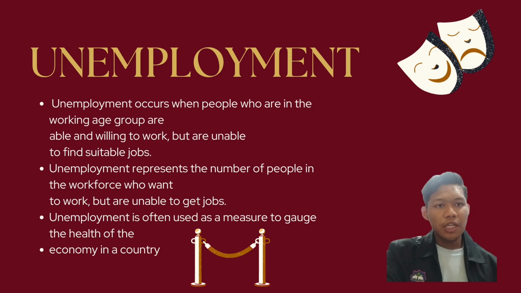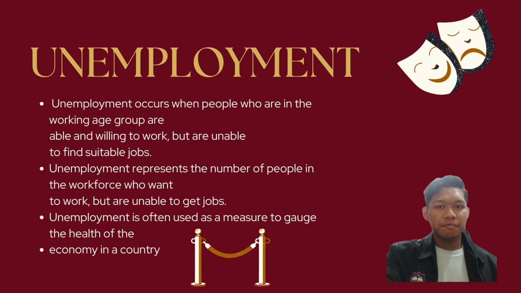Unemployment occurs when people who are in the working age group are able and willing to work but are unable to find suitable jobs. Unemployment represents the number of people in the workforce who want to work but are unable to get jobs. Unemployment is often used as a measure to gauge the health of the economy in a country.